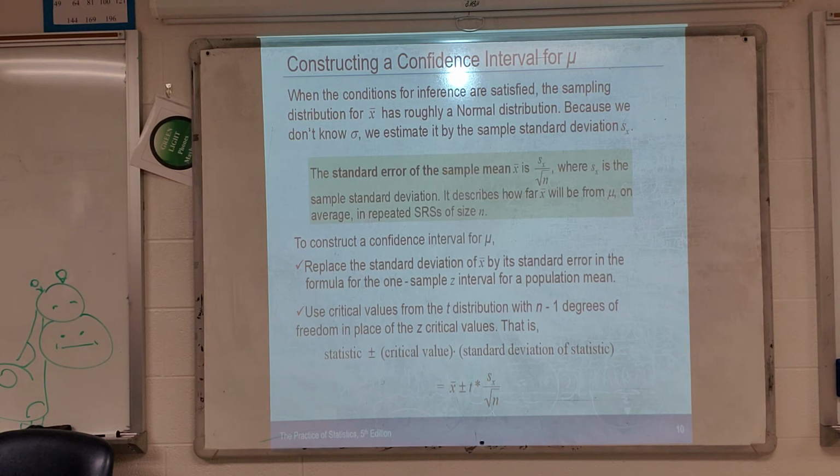The only thing you missed, Ainsley, is we talked about how to find T star. How do you find it in second bars? You go to second bars, right below inverse norm is inverse T.